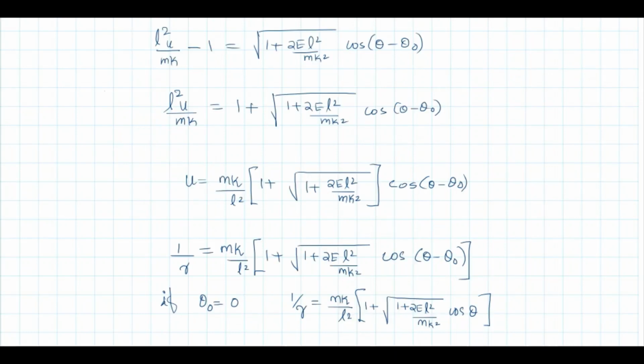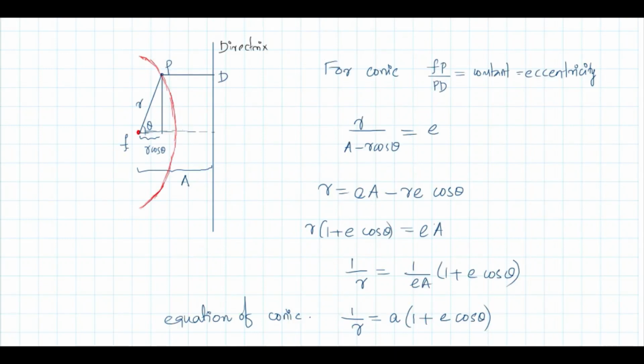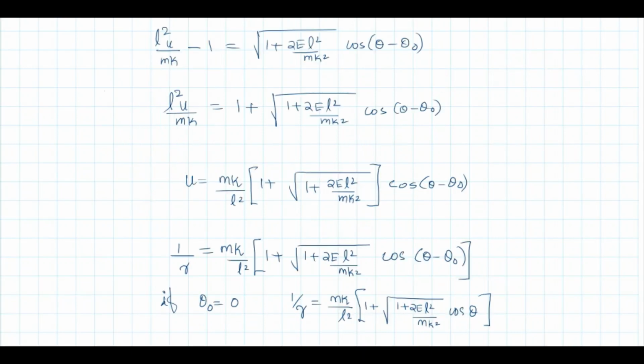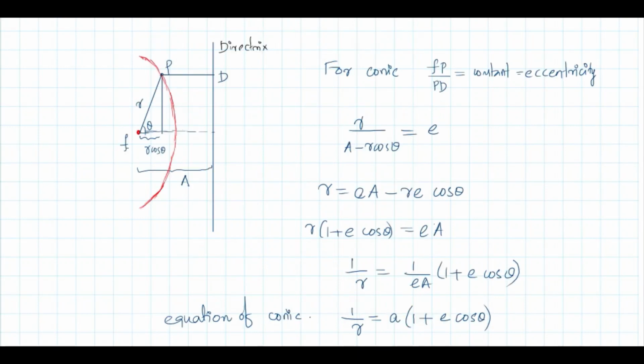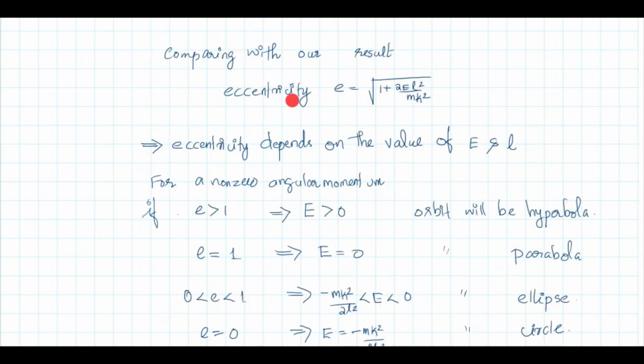So this has exactly the same form as this expression: some constant into 1 plus a constant into cos theta. So this is the general equation for a conic in terms of polar coordinates, and the Kepler problem also gives the same expression. Comparing these two, we can write the eccentricity of Kepler's orbit, e, equal to the square root of 1 plus 2EL squared by mk squared. So eccentricity is a function of total energy and angular momentum.